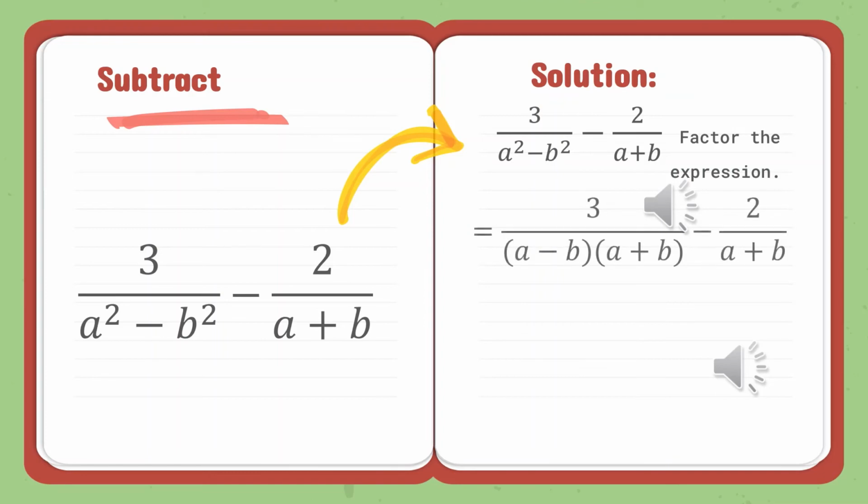For our solution, the first thing that we have to do is to factor the denominators first, so we can identify our LCD. a squared minus b squared can be factored as the quantity of a minus b times the quantity of a plus b. This is an example of a difference of squares.